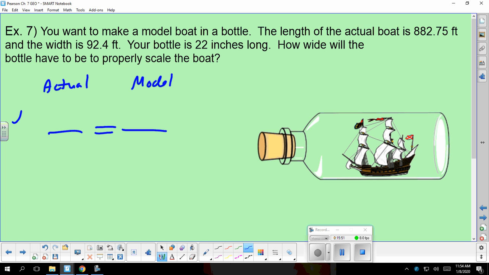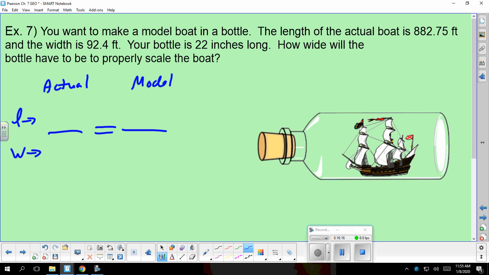I'm going to have my length on the top and my width on the bottom. It doesn't matter if you made the first one the model and the second one the actual, or if you even made the width on the top and the length on the bottom. We set this up so we can figure out where we're going to place each of those measurements. So we're going to have 4 things we need to fill out. One of the things is going to be missing.